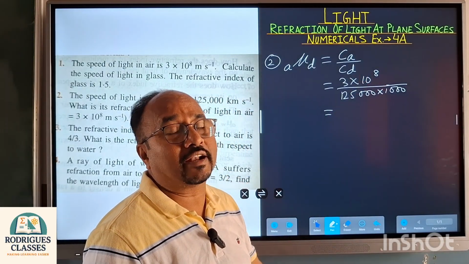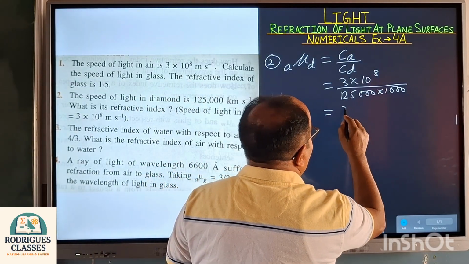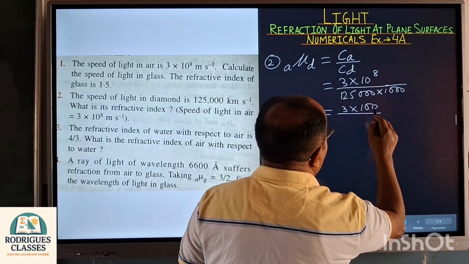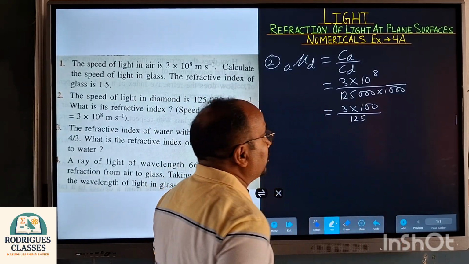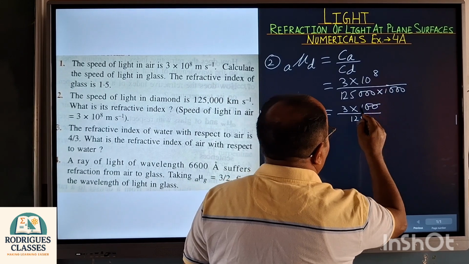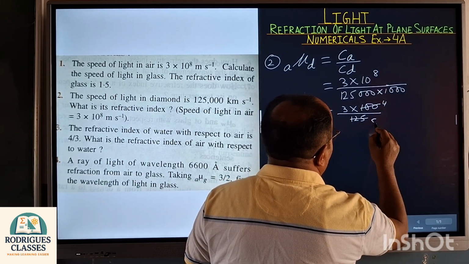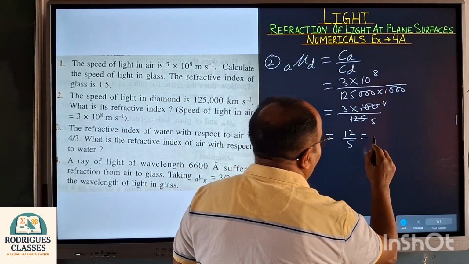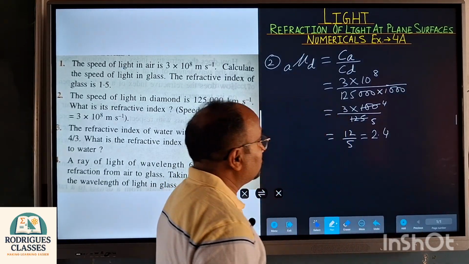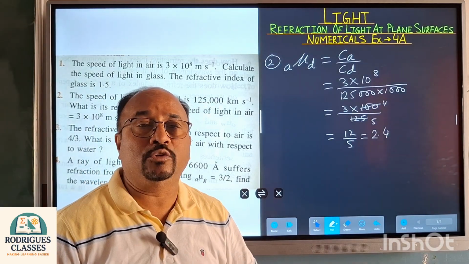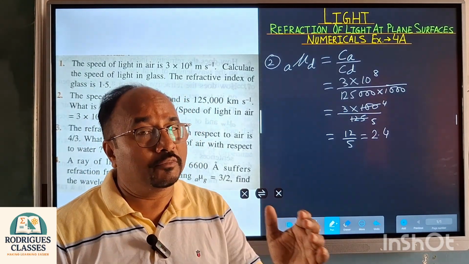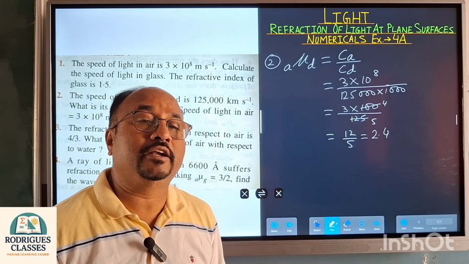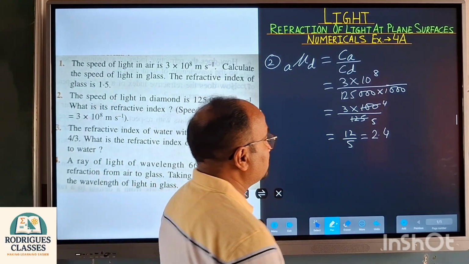We simplify it out, 6 zeros will get cancelled. I will get here 3 into 100 left, 2 zeros, and here these are cancelled, so I will be left with only 125. Now 25 fours are 100, 25 fives are 125, so I get 12 by 5. If I divide 12 by 5, you will get 2.4. So refractive index of diamond with respect to air is 2.4. No unit, because refractive index is a ratio of the same quantities in numerator and denominator, so the unit gets cancelled. This is your answer.